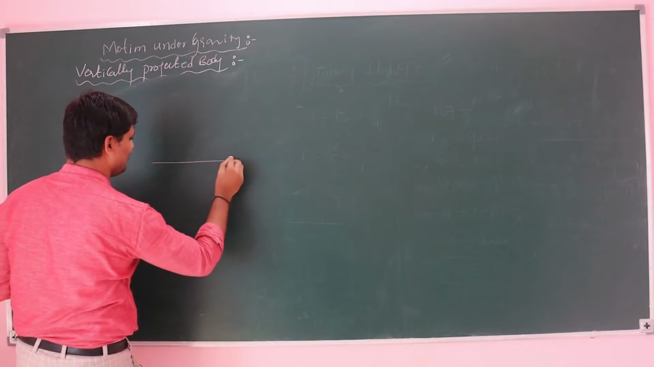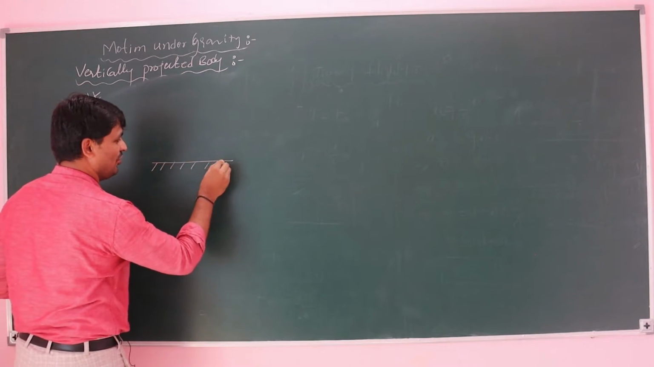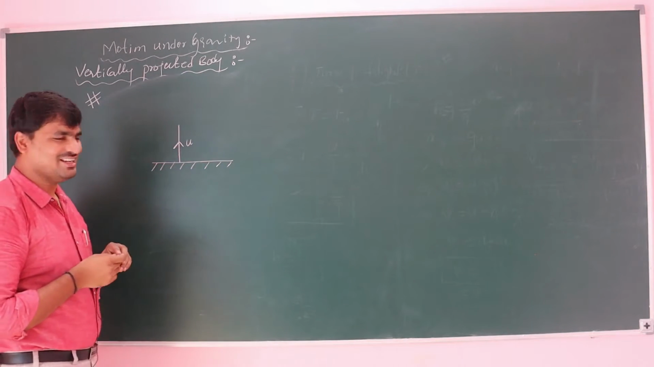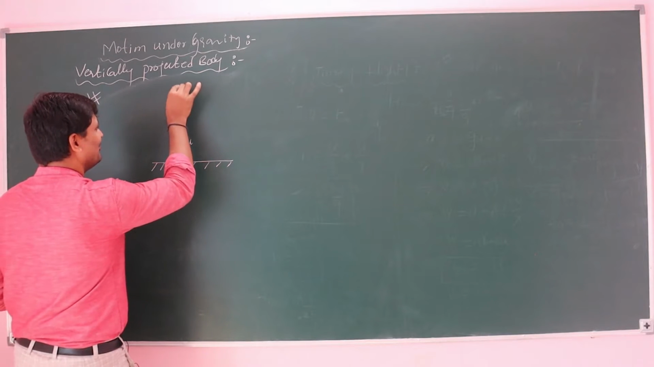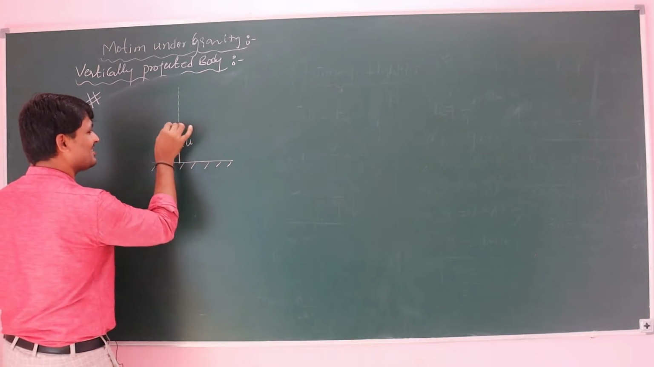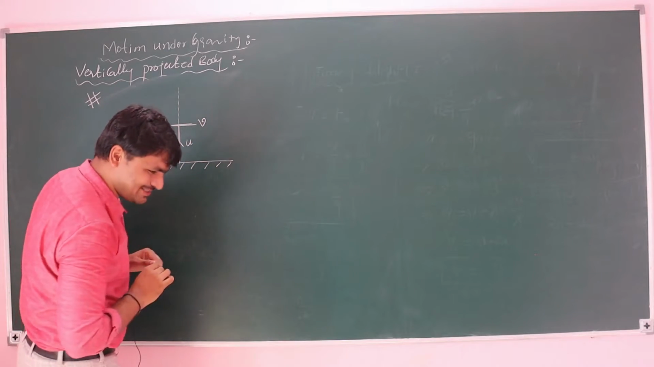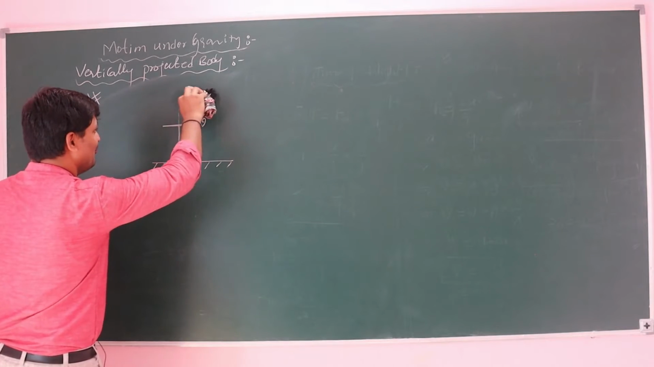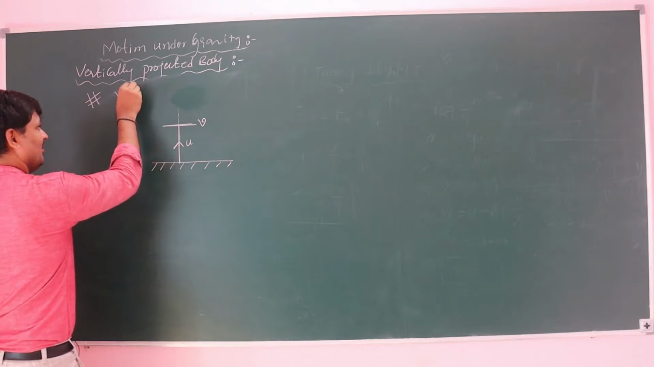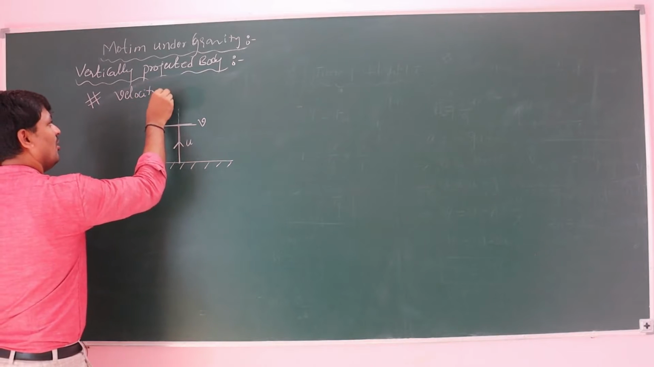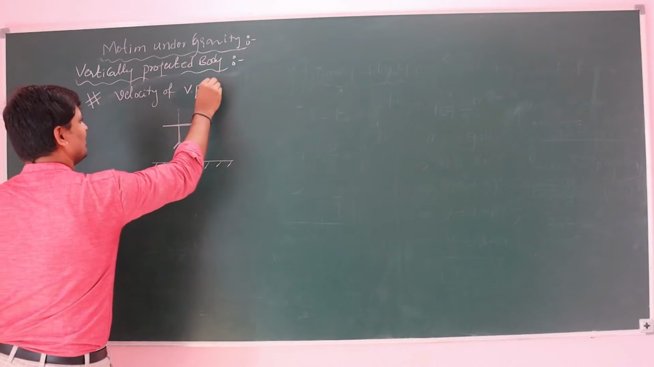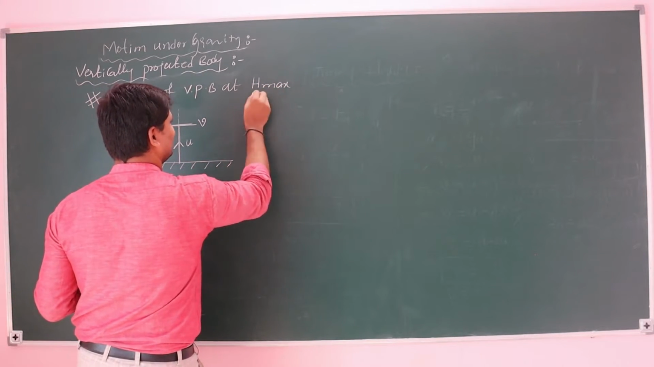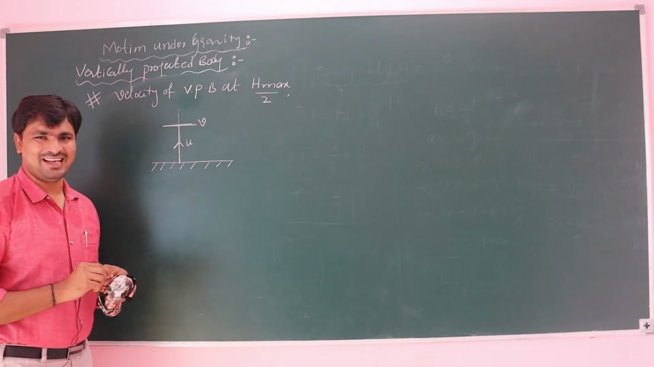A body is projected vertically upwards with u velocity. What is the velocity of the vertically projected body at h max by 2, that is, at half of the maximum height? That is the question.